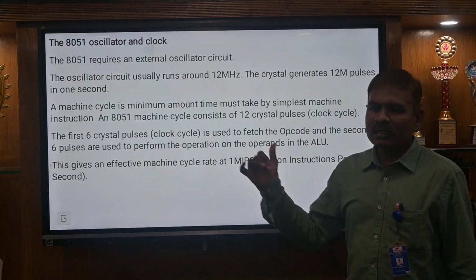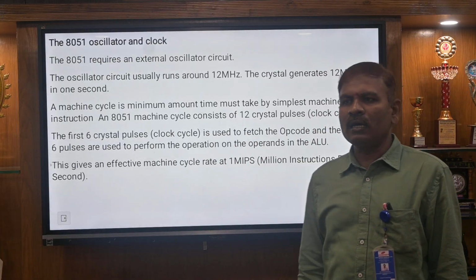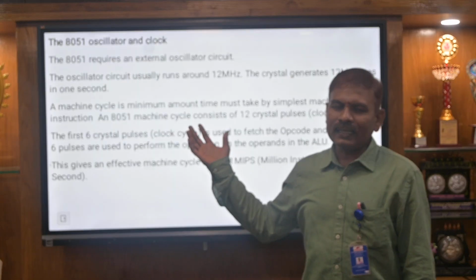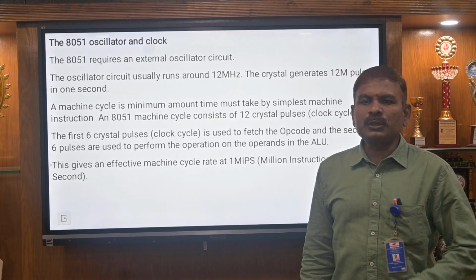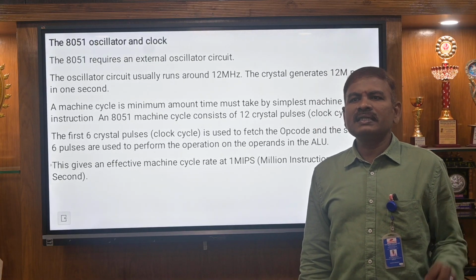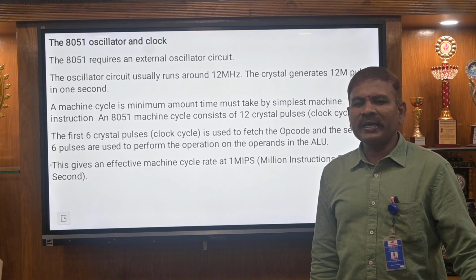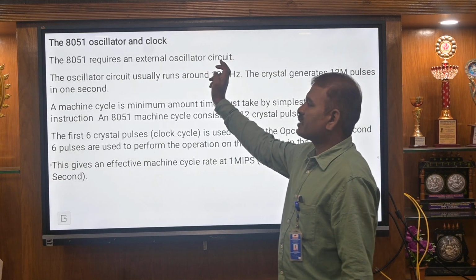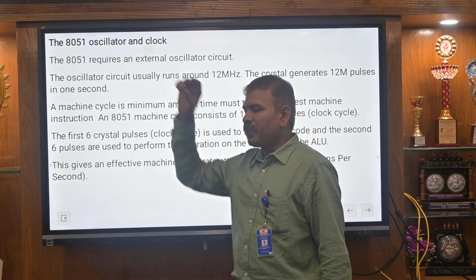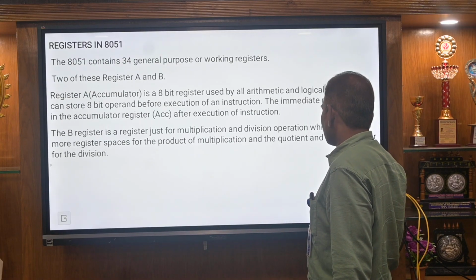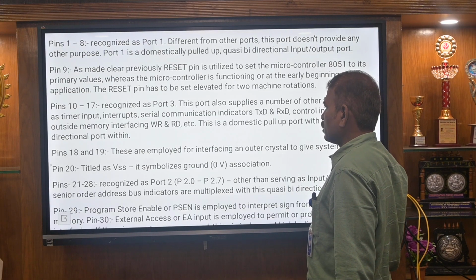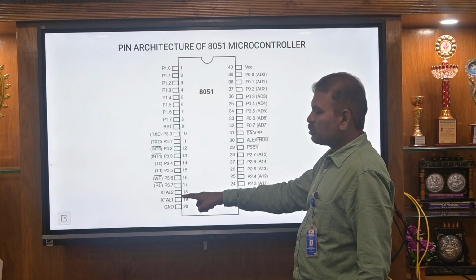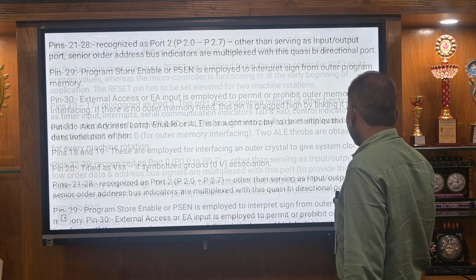And then one more is, in the 8051, the oscillator and the clock. We are using it to transmit and receive the data within the specified time duration, and the process will be executed. Here the external oscillator circuit is specified in the pins 18 and 19.